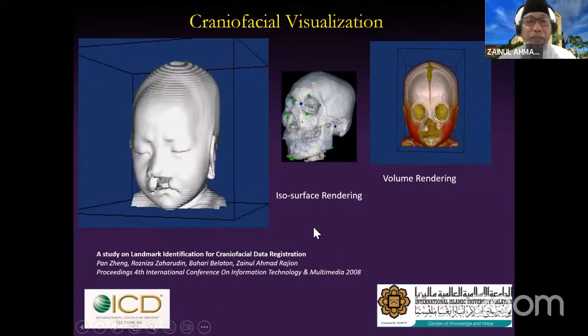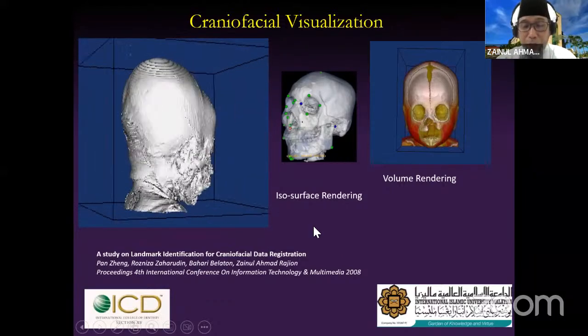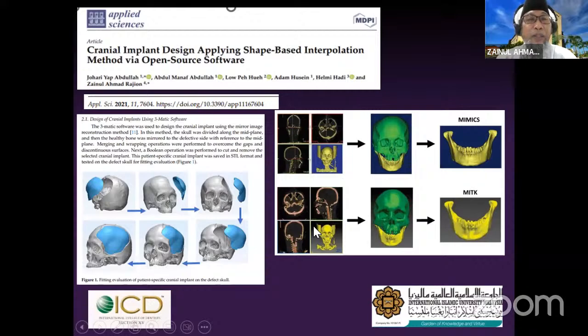This is some of the work that I have done with my PhD student. And also it's not easy to do everything based on commercial software. Materialise is quite expensive. You have to pay annual fees, but with open source, if you have an IT expert in your center, you can do a lot of things. This is one of the software that we have.